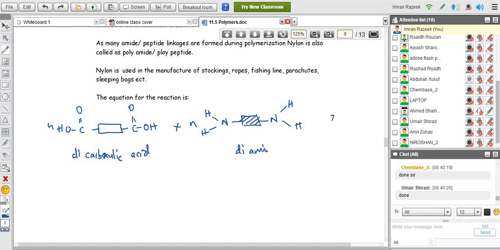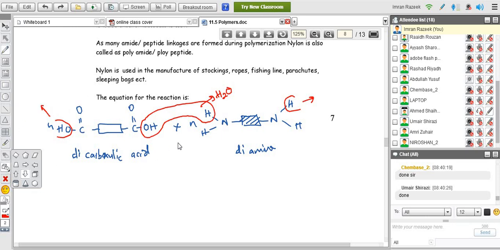So how the amide linkage is formed is that the OH of the dicarboxylic acid is removed with the H of the diamine. A water molecule is lost. Just like the esterification, where H was removed from the diol, here H is removed from the diamine. On the other end, the OH is removed and the H will be removed, and the polymer will continue. So it's a continuous process.